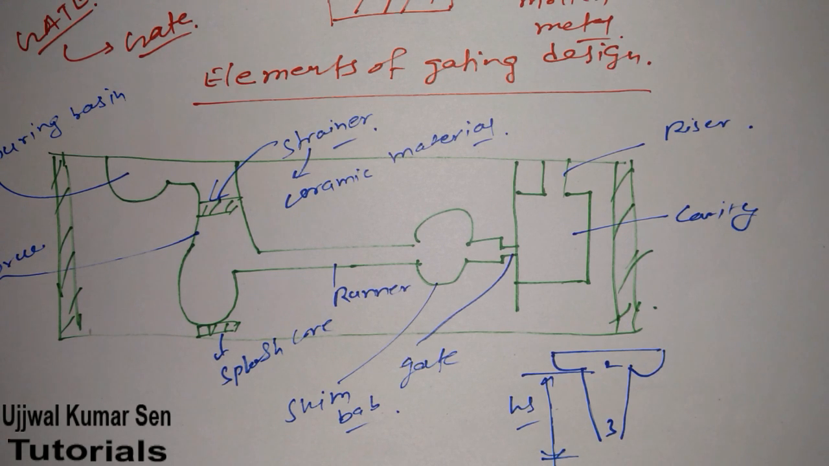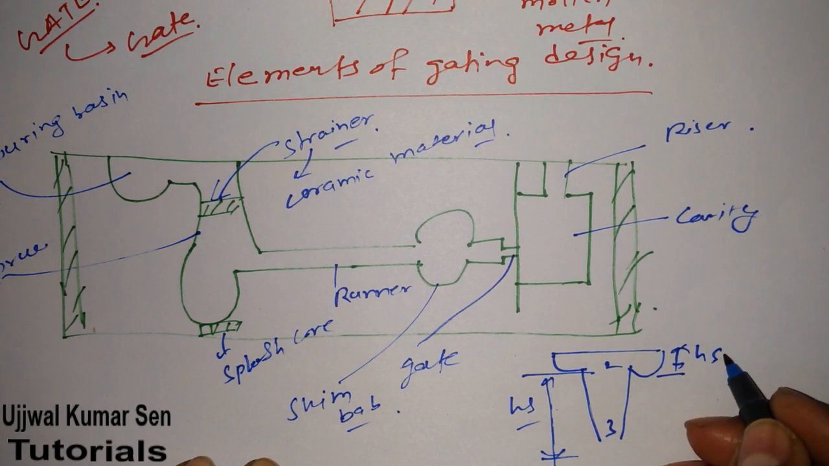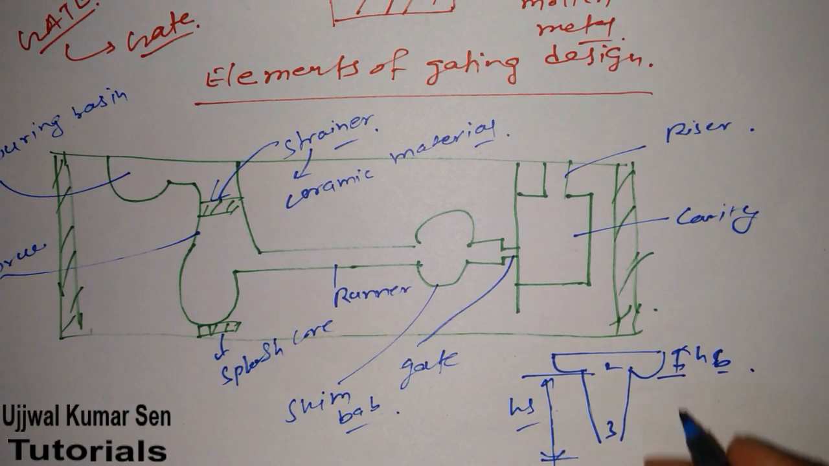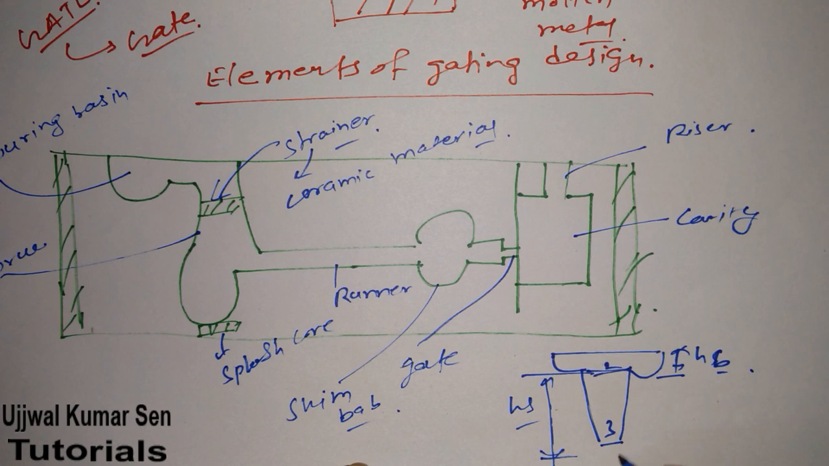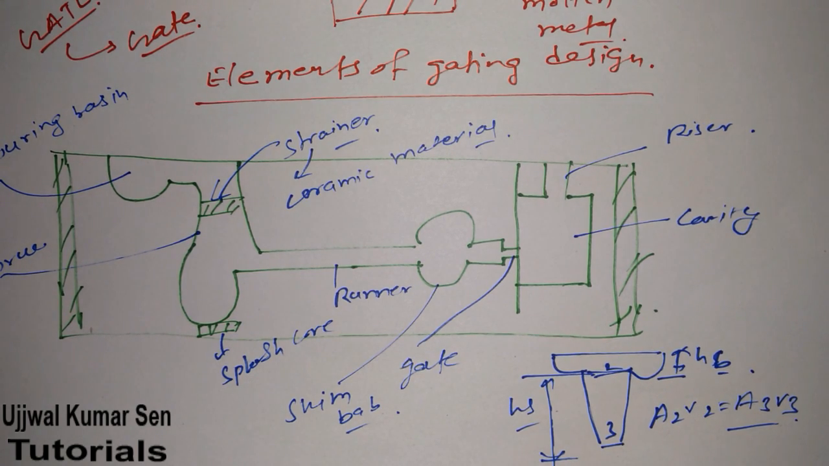Now here is one important formula, not one exactly, two important formulas we need to remember. If you are saying this is the height of base, you can say: here 2 is entering and the exit is 3, so we can say A2V2 is equal to A3V3. Okay, this is the one thing.